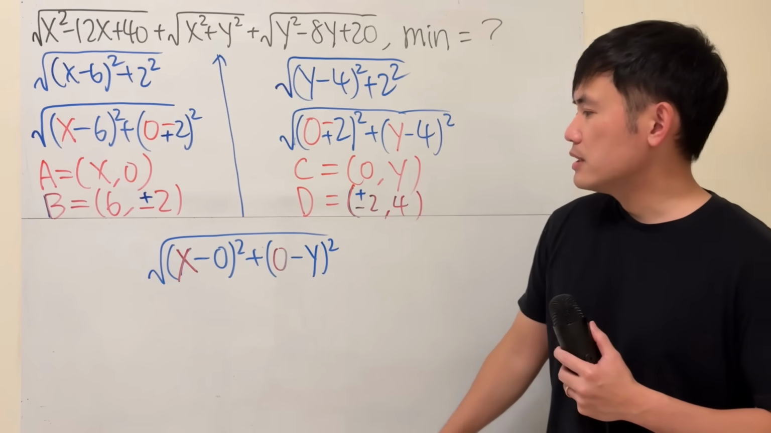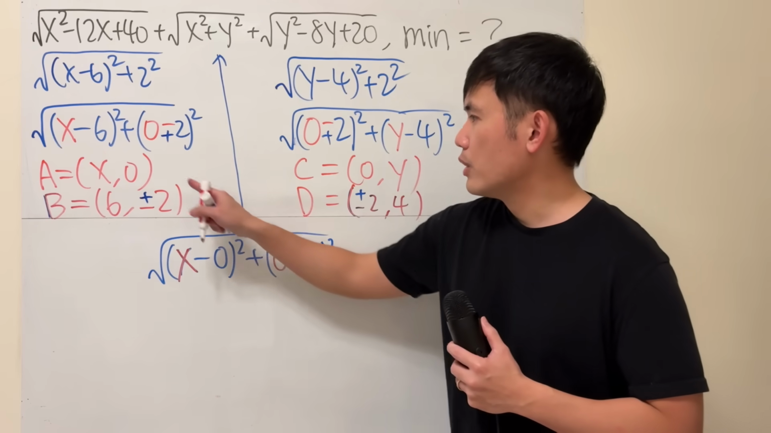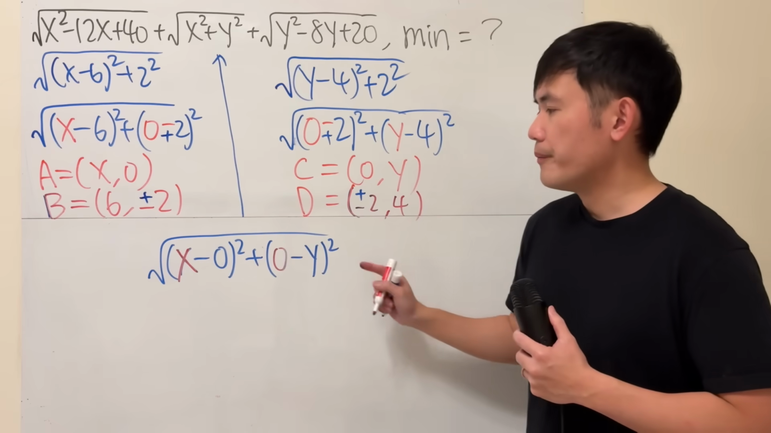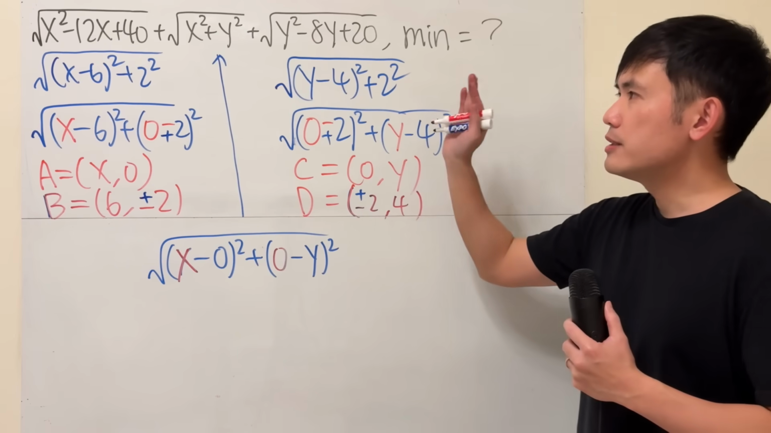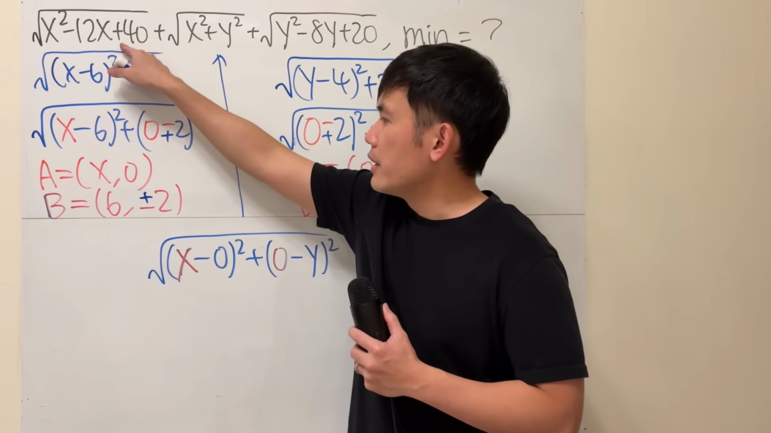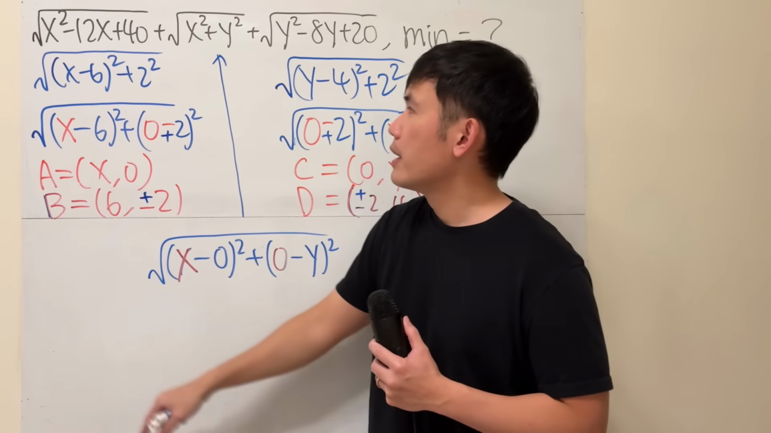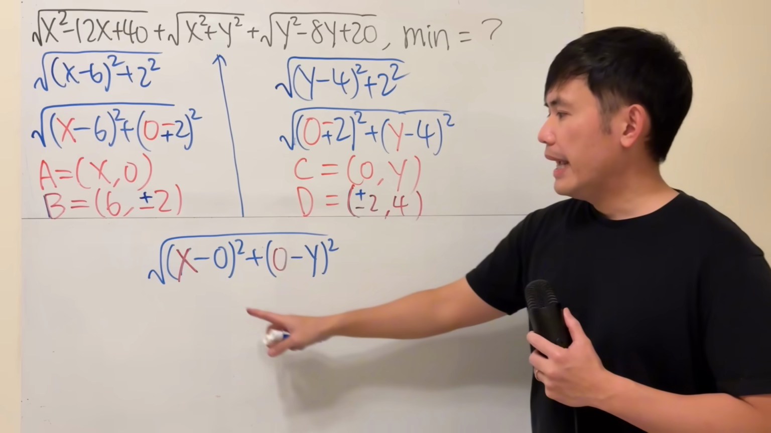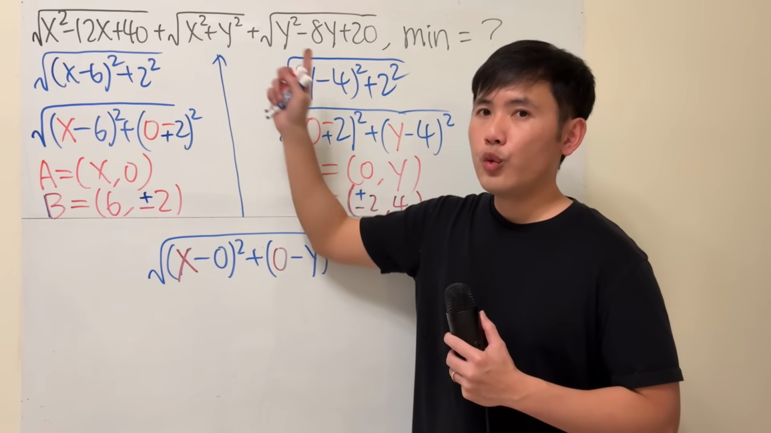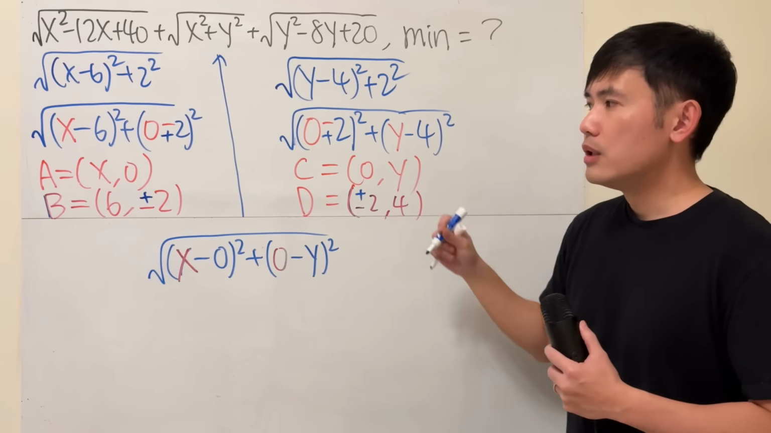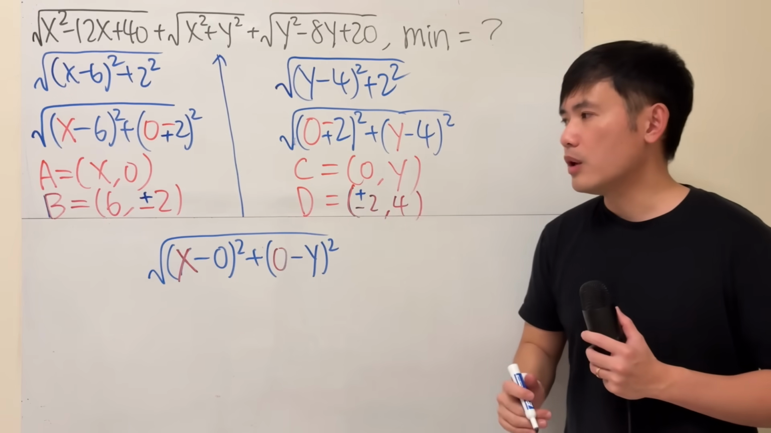Why? Because this way you can see that x comma 0, we have A, and then 0 comma y right here. So these 3 square roots represent the distance. The first one is the distance between A and B. The last one represents the distance from C to D. And this one right here represents the distance between A and C. So we have all the points that we need already.